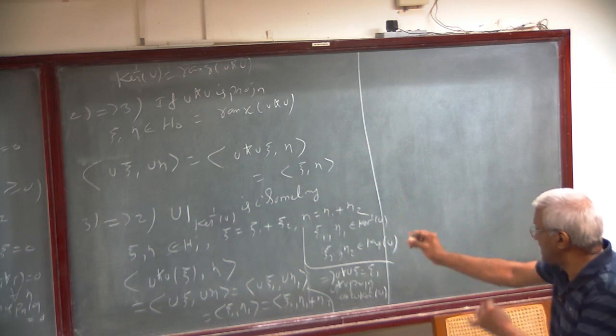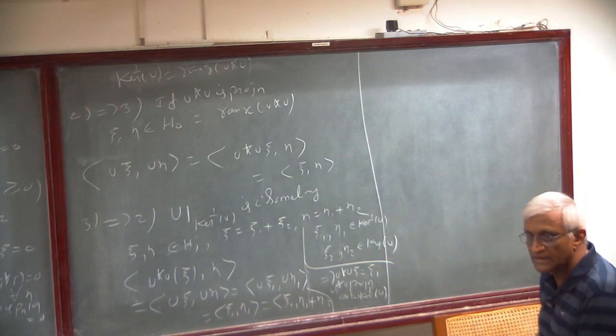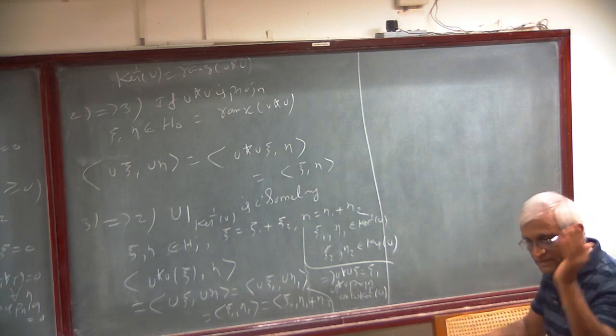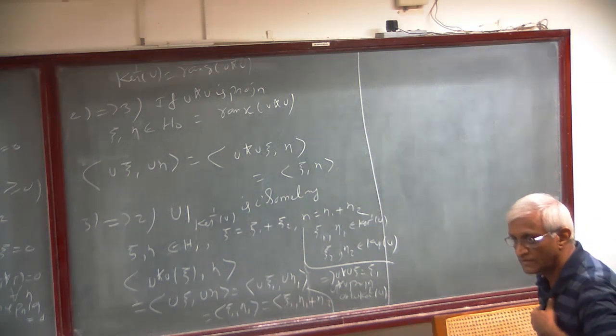I decompose xi and eta like this, then I check the inner product to prove some operator is a projection. To prove that if you decompose into two subspaces, on one subspace it is identity, and on the other, the orthogonal complement, it is 0. And that happens clearly.